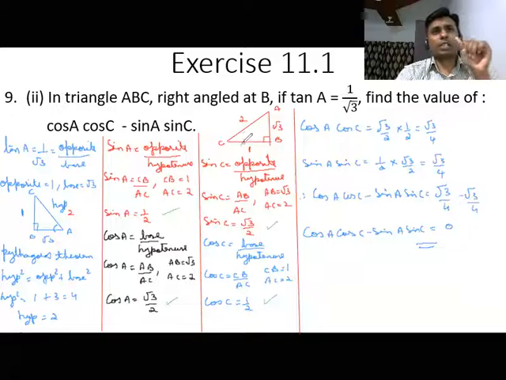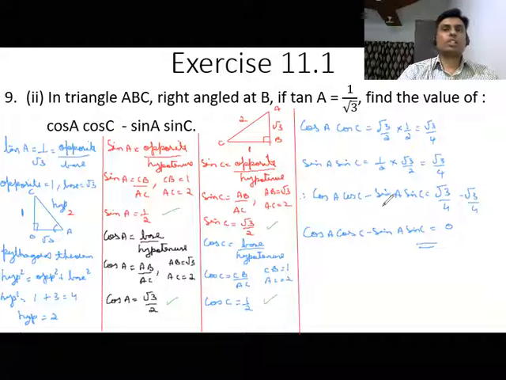Now redraw the triangle such that C comes down. If C comes down, sin C is opposite by hypotenuse, that is AB by AC, which is equal to root 3 by 2. Cos C is base by hypotenuse, which is 1 by 2. So cos A cos C is root 3 by 2 into 1 by 2, root 3 by 4. Sin A sin C is half into root 3 by 2, which is root 3 by 4. So cos A cos C minus sin A sin C will be root 3 by 4 minus root 3 by 4. Answer is 0.